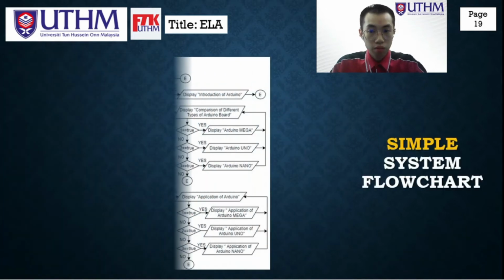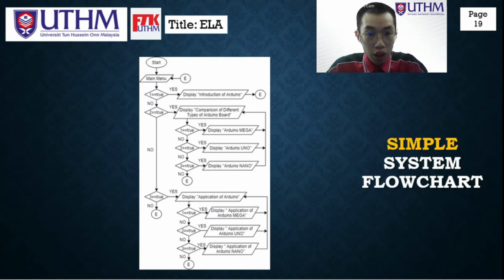Next, the simple system flowchart. You can see that from the main menu, if you choose 1, we proceed to introduction of Arduino. But here we don't have a submenu, so after you finish the content for this submenu, you proceed back to the main menu. If you choose 2 in the main menu, you proceed to comparison of different types of Arduino boards, where if you choose 1, you proceed to the information of Arduino Mega. If 2, Arduino Uno. If 3, Arduino Nano. After you finish the content, you go back to the comparison of different types of Arduino, then back again to the main menu.